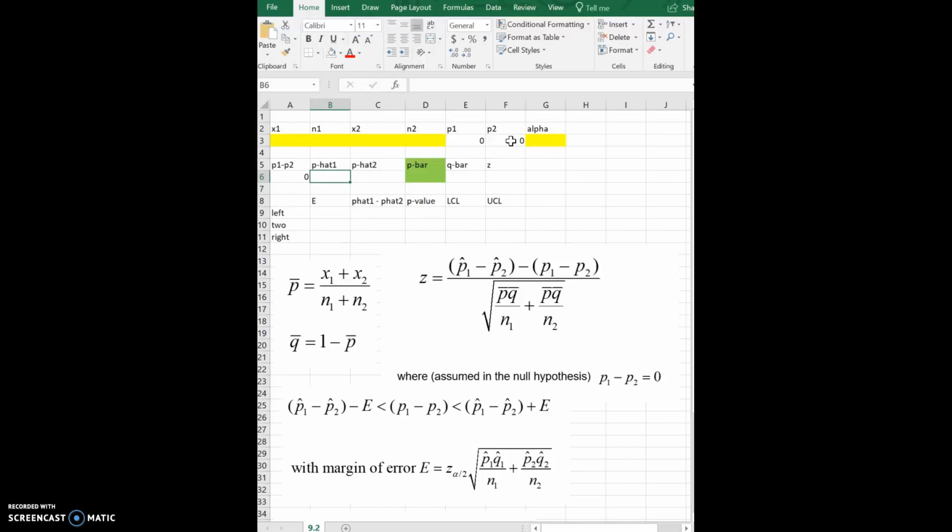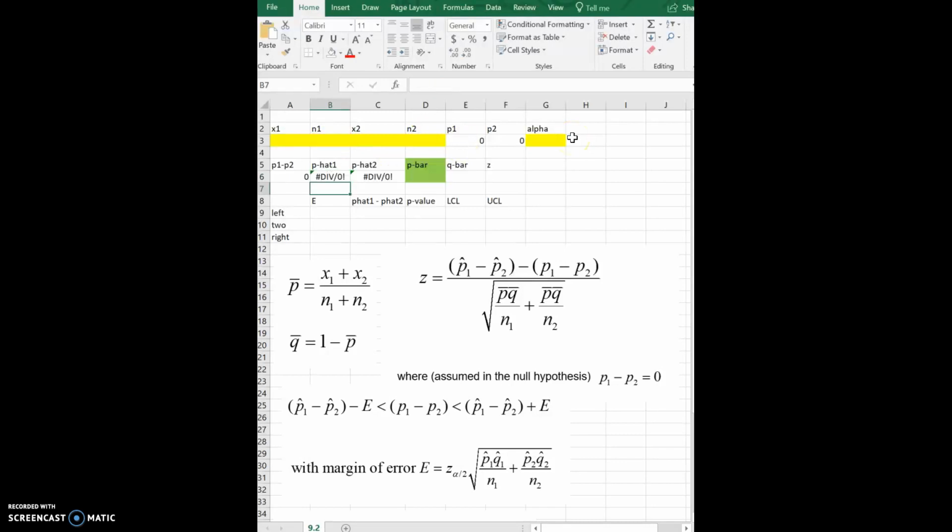So P hat just generally is x divided by n. So P hat 1 is going to be x1 divided by n1. Just make sure you have your n equal sign in there. So then you can take a guess and say P hat 2 is going to be equal to x2 divided by n2, and I just realized that I accidentally clicked n2 for this one, and we don't want that, so we're going to move it back over here.